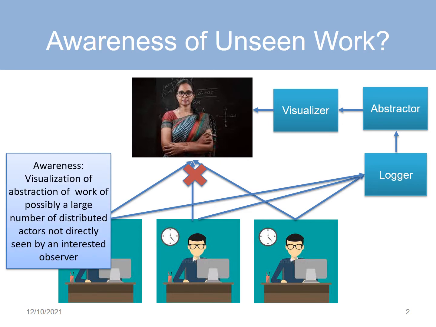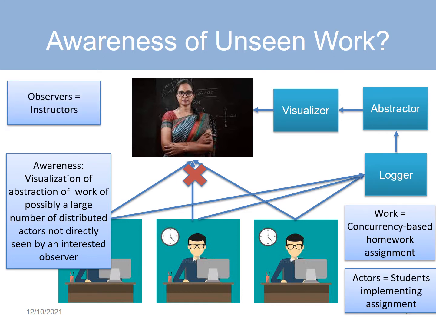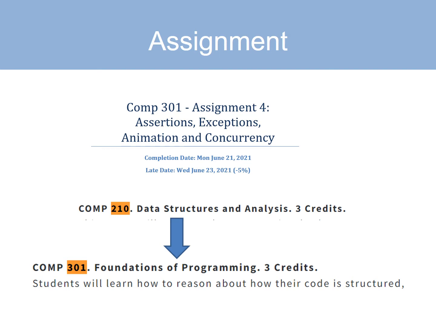So we can define awareness as visualization of an abstraction of work of possibly a large number of distributed actors not directly seen by the observers. And in this paper, the task is a homework assignment involving concurrency done by students, and the instructors are the observers. The assignment was offered as part of a required course on object-oriented programming, which followed the data structure course. Students programmed in Java using the Eclipse programming environment, and they were offered JUnit tests to check their work.